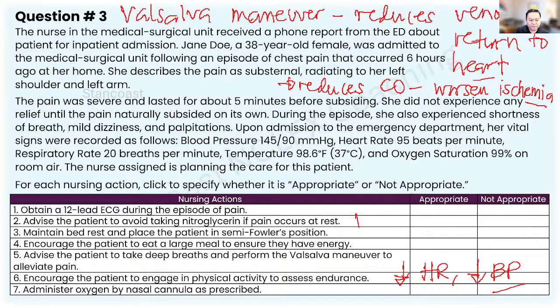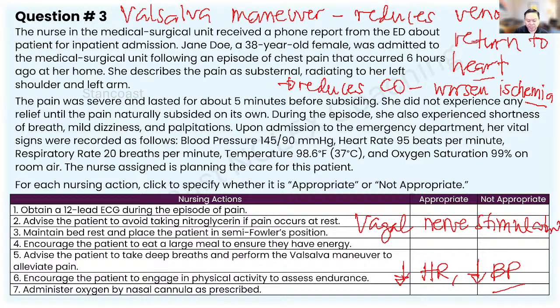Vagus nerve stimulation. It will what? It will cause the heart rate to drop. It will also cause the blood pressure to drop. With the blood pressure dropping, it will compromise the blood flow to the organs, especially the heart. It will worsen that ischemia.